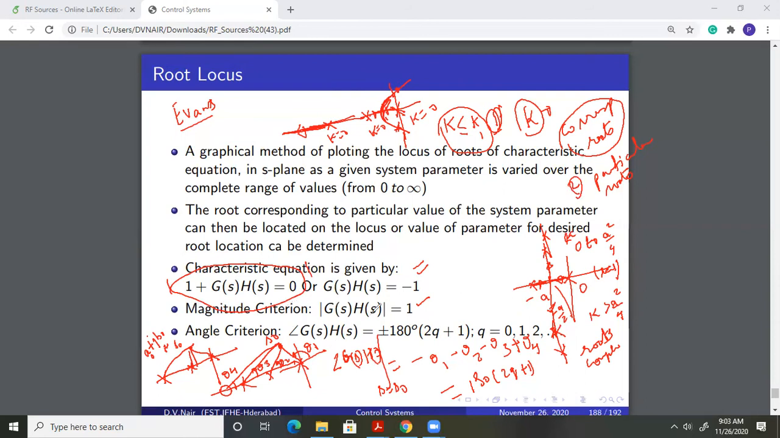Now, where we were: how will we find out the magnitude criteria? One way is by simply putting s equal to s naught in the open loop transfer function and evaluating its modulus, which we know how to do for complex quantities. Or another way is obtaining the phasor lengths. If I have these phasors, let me say this is length P1, or if it's not very clear, let me redraw here.